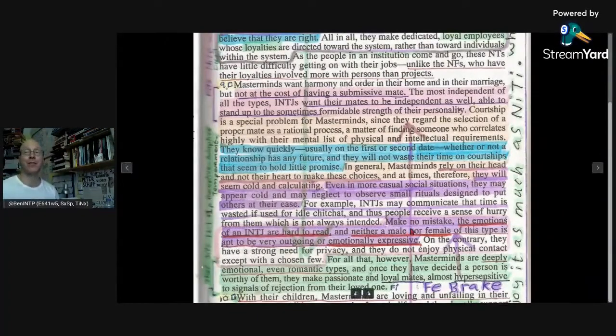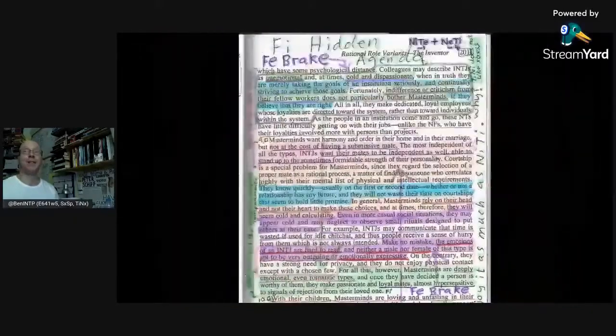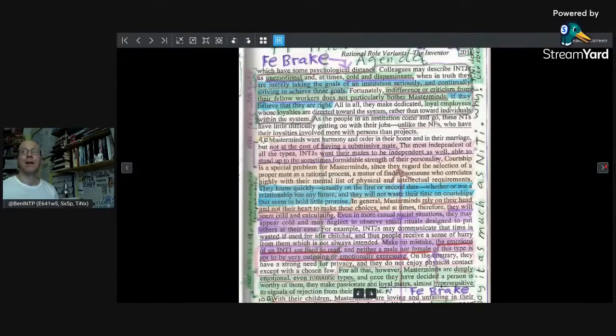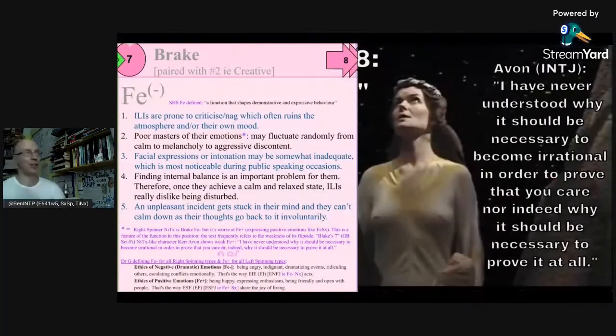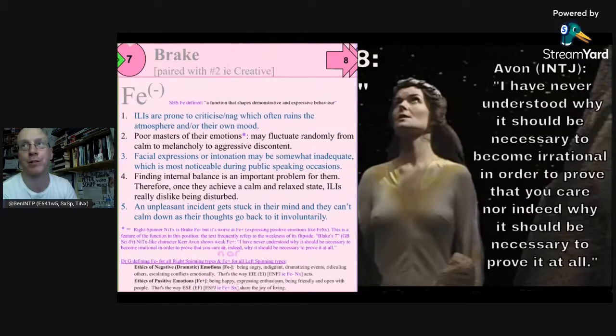You know, this is obviously Fe break. And this profile is very Te valuable. Every idea is subjected to the test of usefulness. This is Kurt Avon. I'll try and do the voice. I've never understood why it should be necessary to become irrational in order to prove that you care. Nor indeed, why it should be necessary to prove it at all.